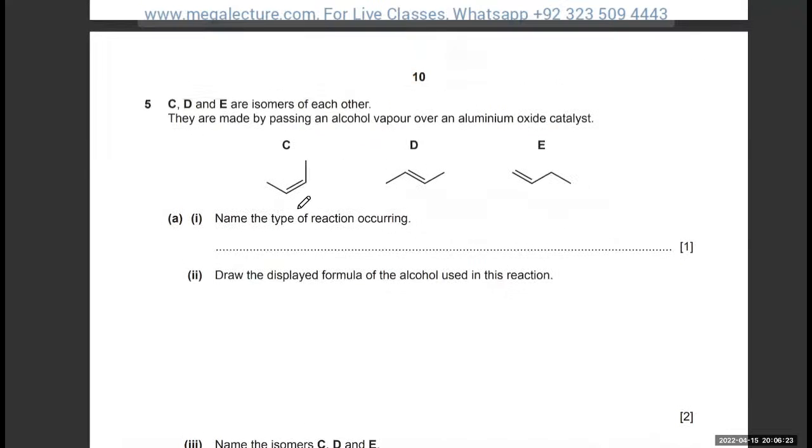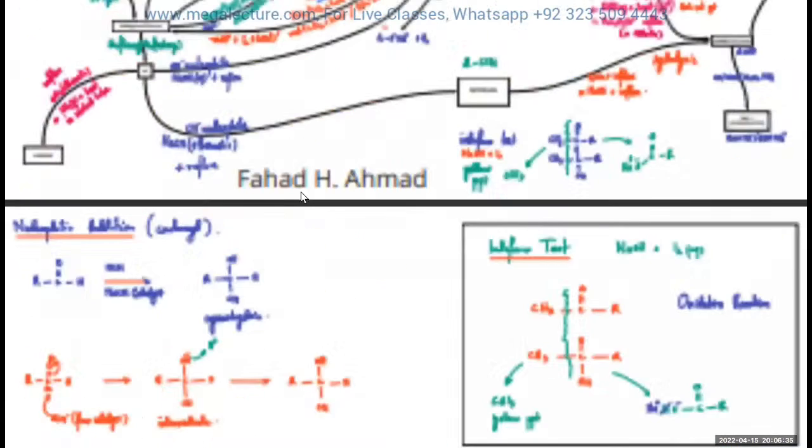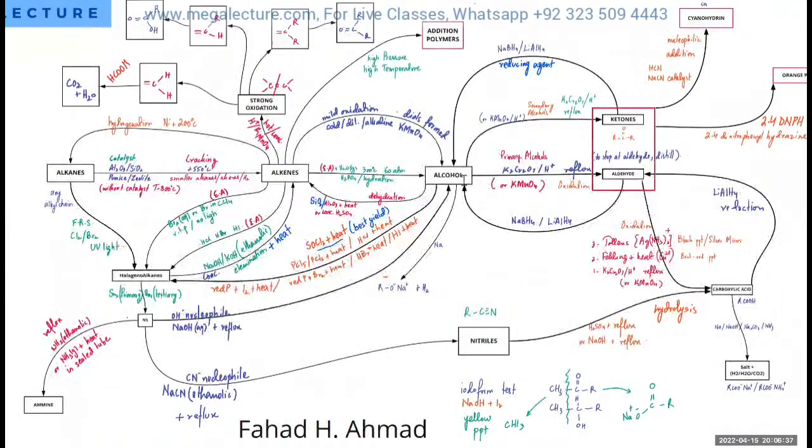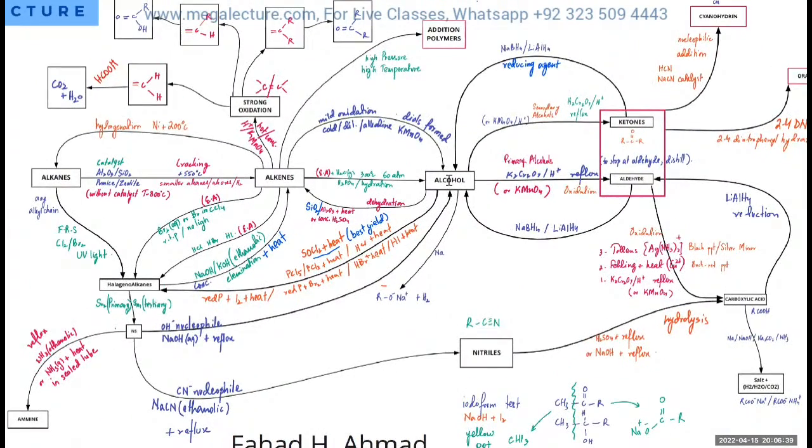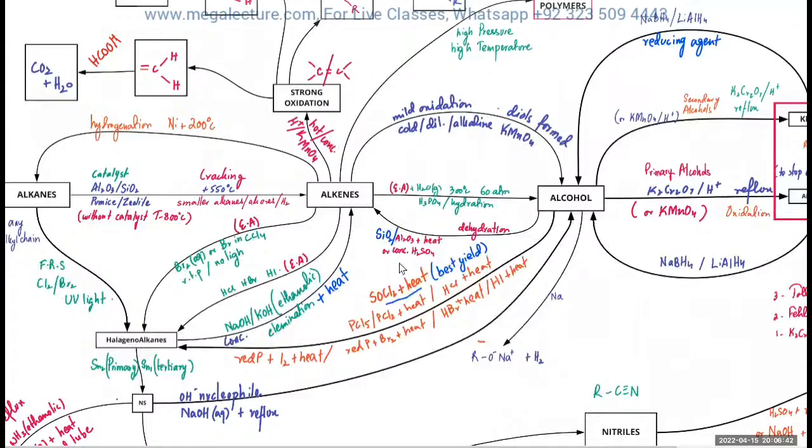So what else? We've got this last question, which is C, D and E are isomers of each other. I'm going to try and do this quickly. They're made by passing an alcohol vapor over an aluminum catalyst. So what happens when you pass an alcohol vapor over an aluminum catalyst? This is what happens. The alcohol turns into an alkene, Al2O3 plus heat.